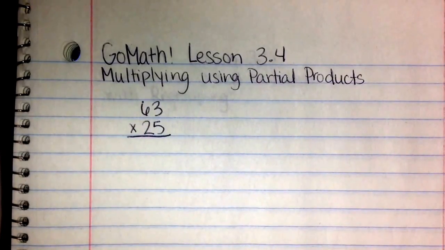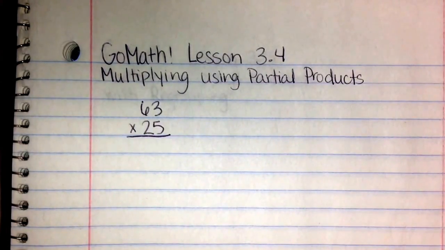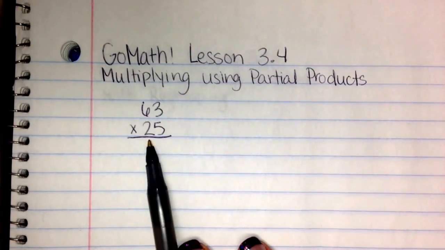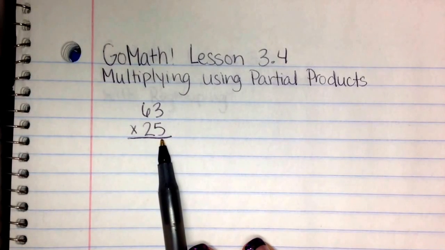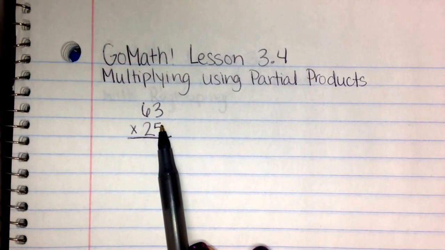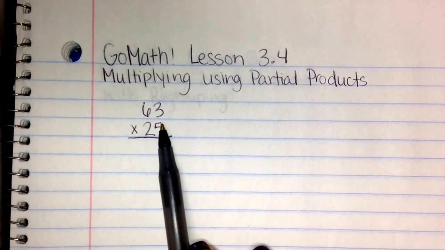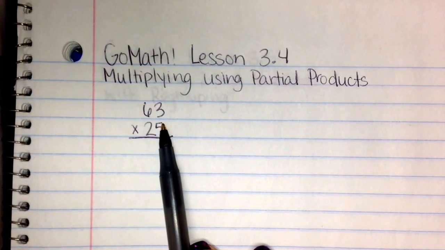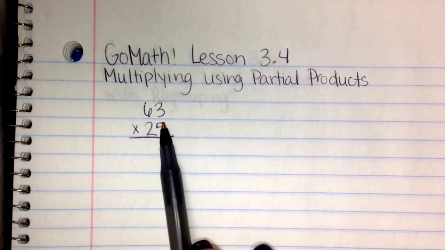This is GoMath, lesson 3.4, and we are going to multiply using partial products, but this time without the graphic organizer that we used last time. So let's start off with a problem like 63 times 25. And we have to think of these things in our head. You have to be very organized and clear in your mind when you're doing this, because if you forget what place value you are multiplying, then it could mess up your answer.